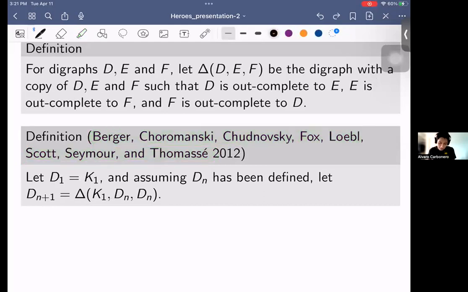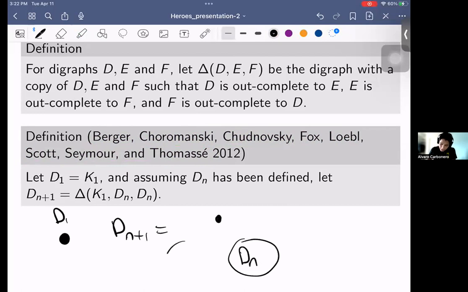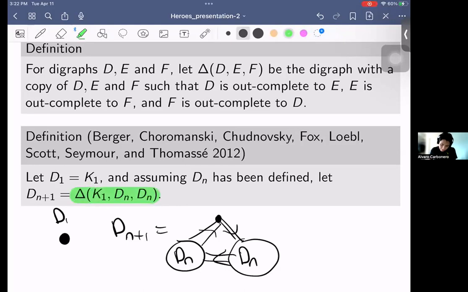Maybe you recognize some of the names. So the first iteration of our construction is just a single vertex. So the first member of the sequence is just a single vertex. Having defined Dn, we define Dn+1 by adding one vertex, and then we add a copy of Dn, another one, and we make them into a directed cycle. So exactly what it says here.